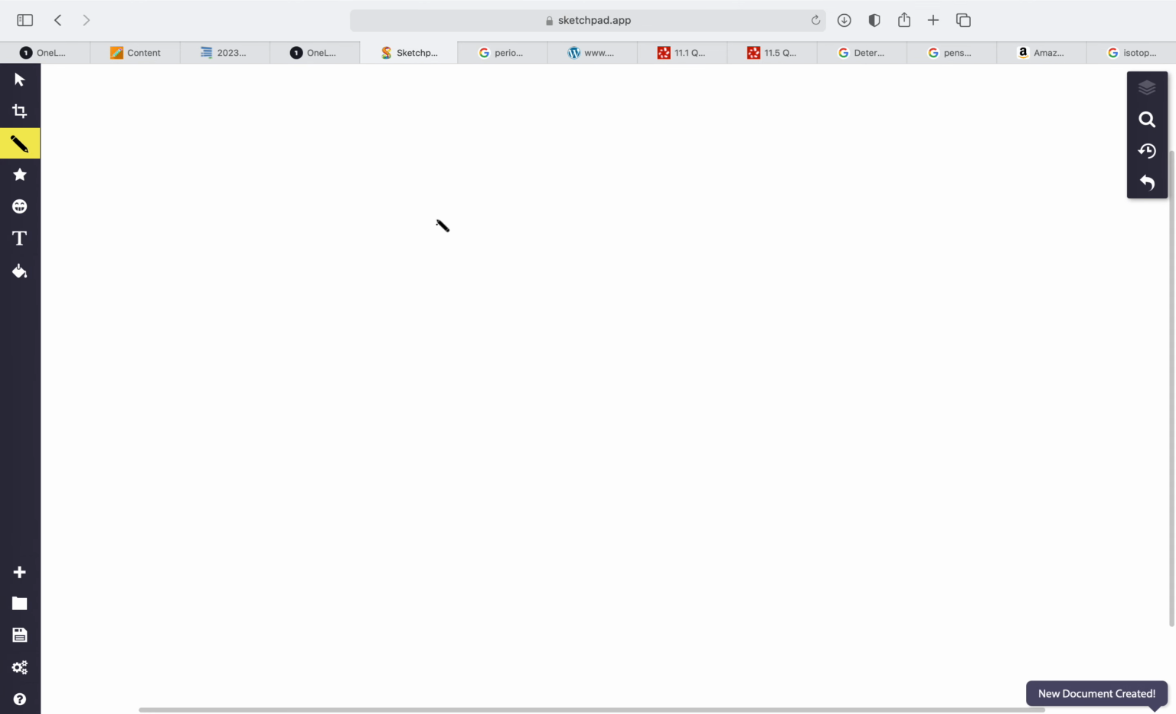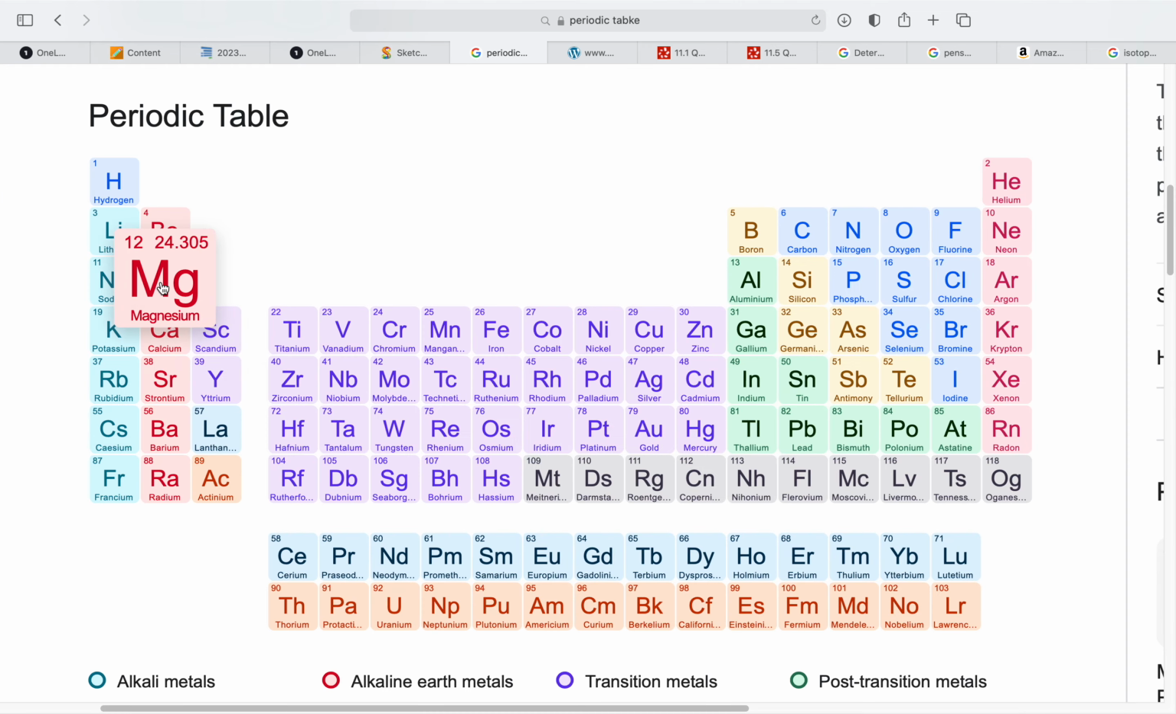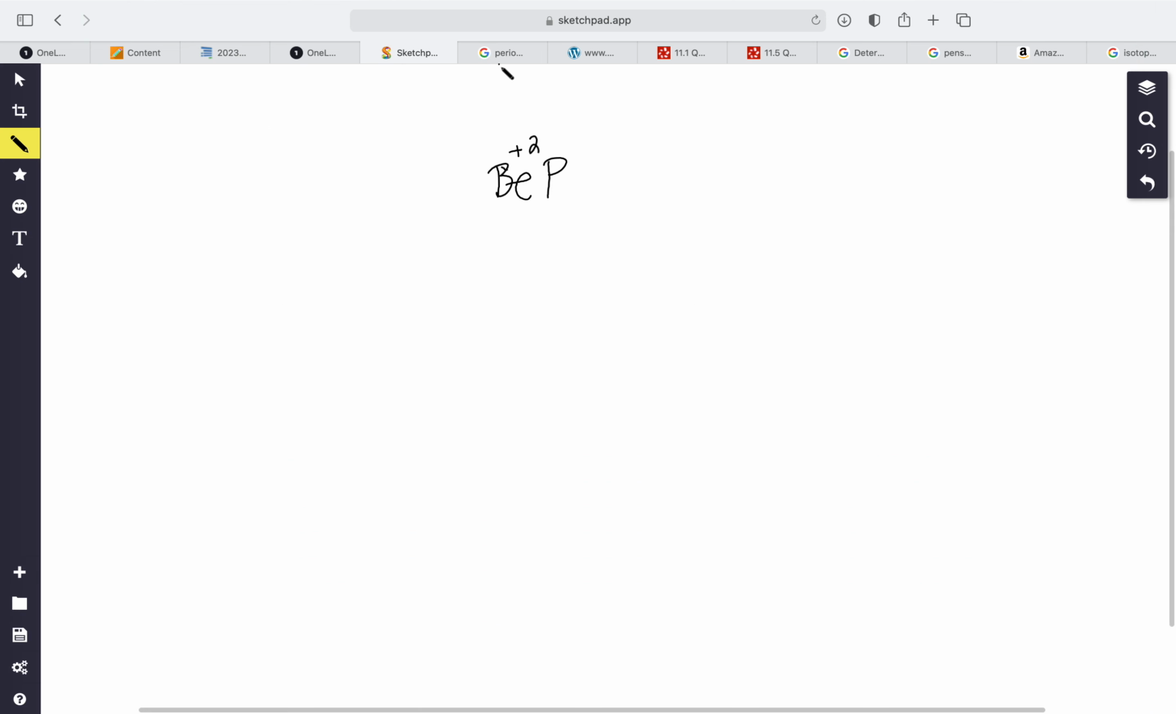So let's do an example of something that would have more than one. Let's look at the periodic table. We'll do beryllium phosphide. Beryllium would have a charge of +2 because it is a metal and it is going to be losing electrons, and it's also easier for it to lose electrons, however you want to think of it. In order to reach its happy octet, it needs to lose 2 electrons. So it's going to be +2.